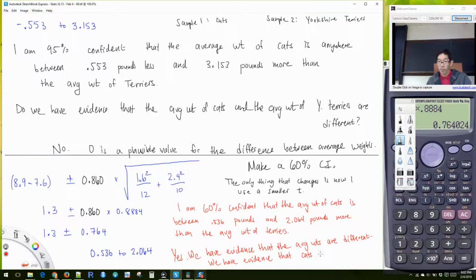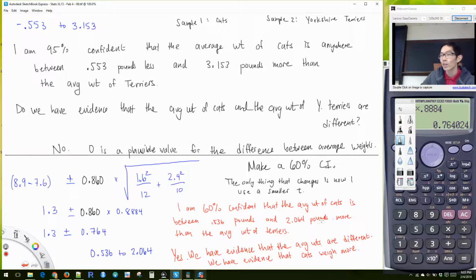All right, we use the exact same data, right? So how can over here we're making a decision, no, we don't have evidence that there's a difference between the average weights, and over here, using the exact same data, we're saying yes, we do have evidence that the average weights are different. Cats weigh more. How is that possible? Yeah, we changed our confidence level, okay?